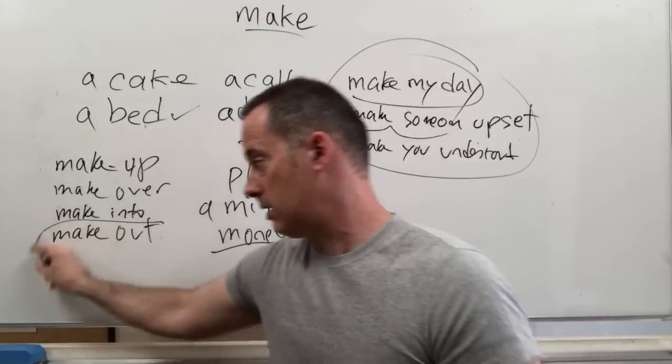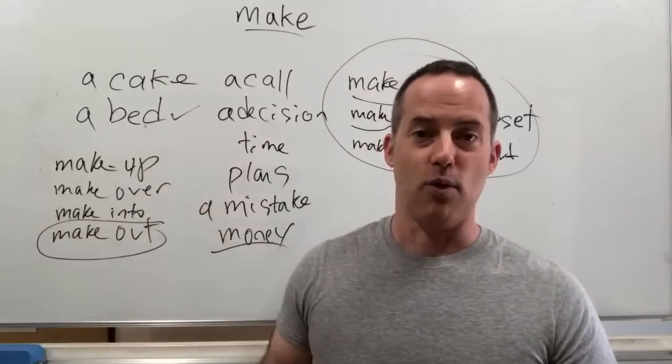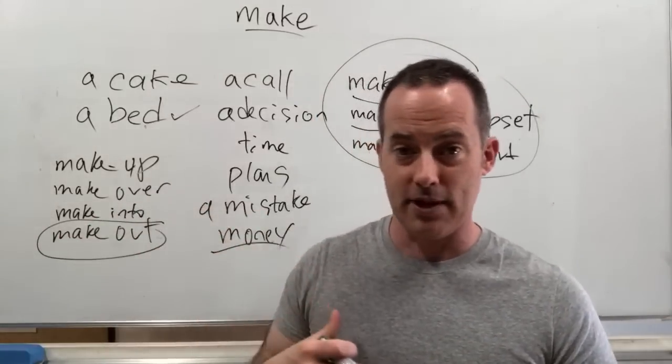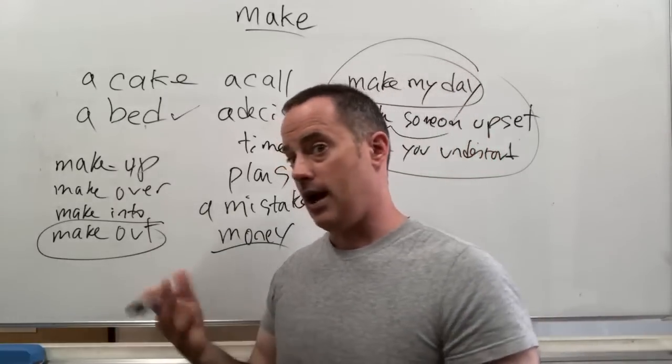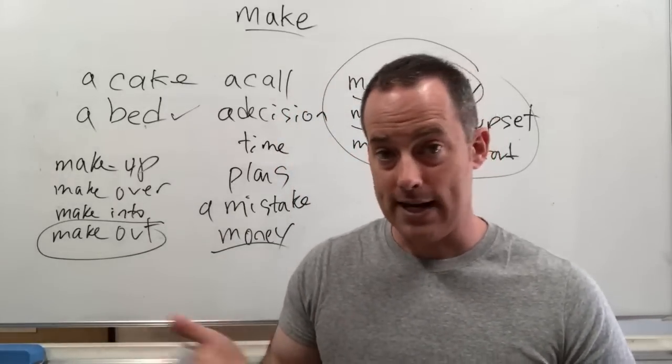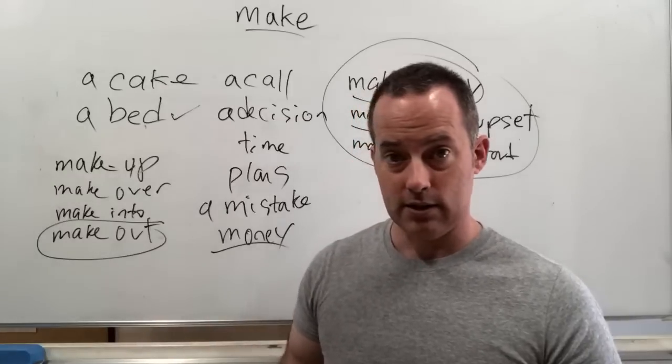So this means like, how did you transform that situation? How did you get something? What did you get from that? All right, to make out. Like I made out all right. Yeah, I made out with a bunch of money, to make out with.